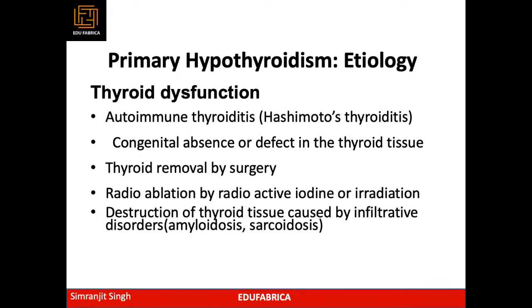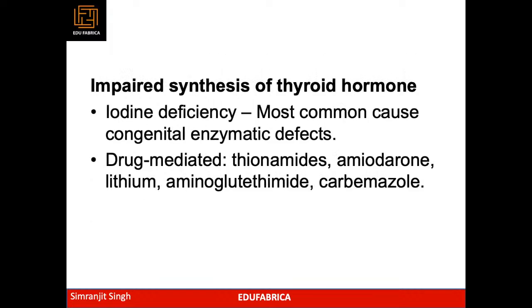In primary hypothyroidism, the etiology is thyroid dysfunction: autoimmune thyroiditis, congenital absence or defects in thyroid tissue, thyroid removal by surgery, radio ablation by radioactive iodine, and destruction of thyroid tissue caused by infiltrative disorders. Then impaired synthesis of thyroid hormone: iodine deficiency, the most common cause, congenital enzymatic defects, and drug-mediated causes like thionamides, amiodarone, lithium, aminoglutethimide, and carbimazole.